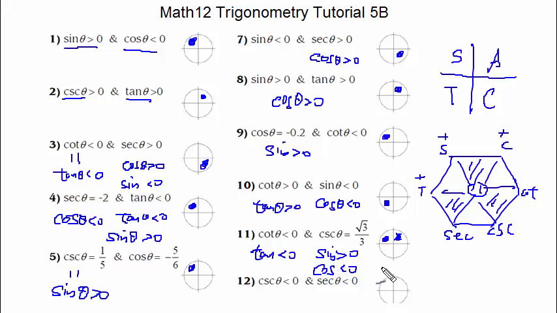The last one, cosecant less than 0, which is sine less than 0. Secant less than 0, which is cosine less than 0. Both sine and cosine are less than 0. This is not for 1, not for 2, not for 4, so it must be 3.